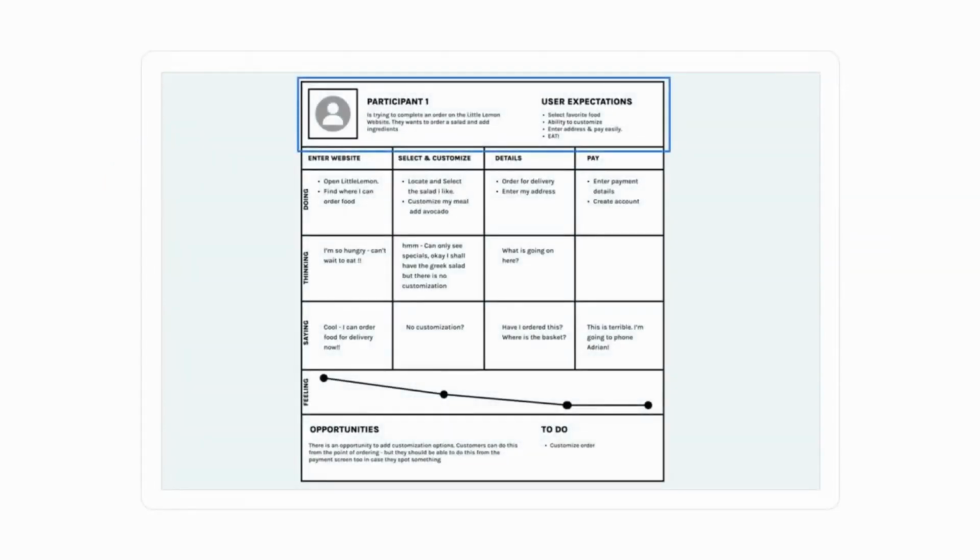From the top down of the customer journey map, you can list the customer's name, image, scenario, and expectations. Next, you can list the steps she is trying to complete and track her thoughts and feelings. Enter the website, select and customize her order, add her details, and pay. As she goes along, the journey map captures what she does, what she thinks, says, and what her feelings are while interacting with the website.